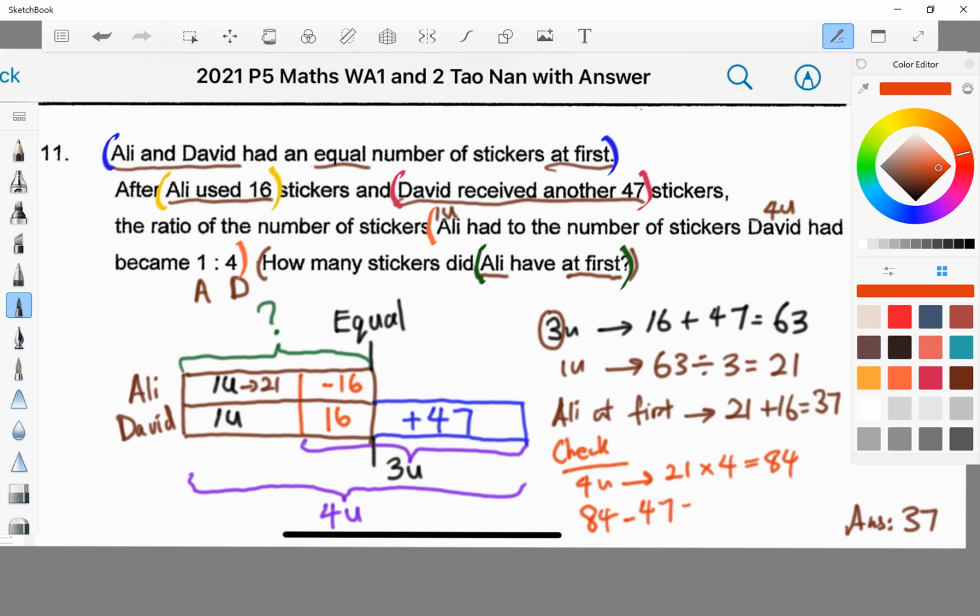And having done so, I key into a calculator. I realize that 84 minus 47, it is 37. So having arrived at 37, this is a very good indicator that our answer 37 that we obtained earlier is the correct answer for this question.